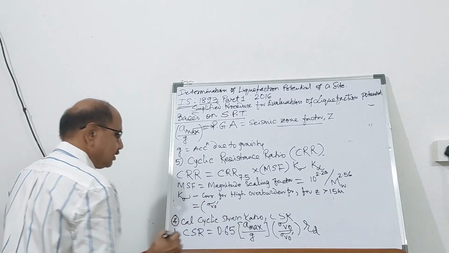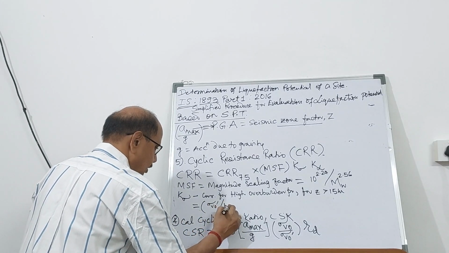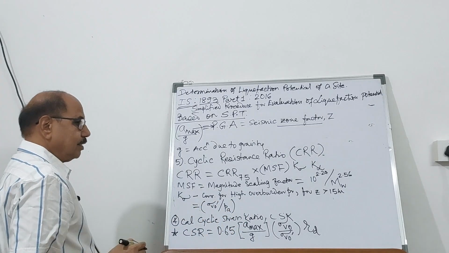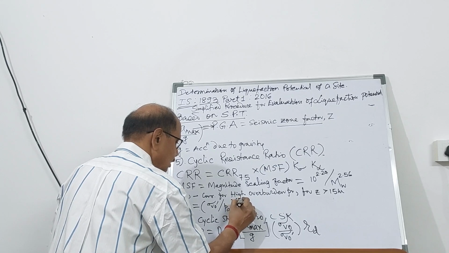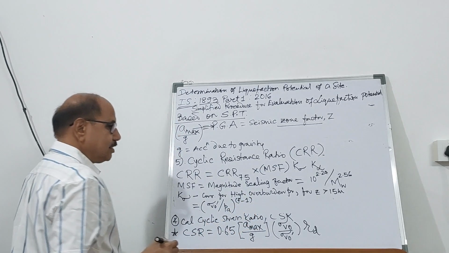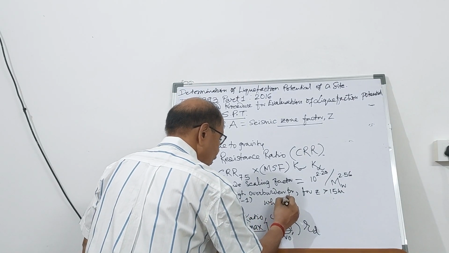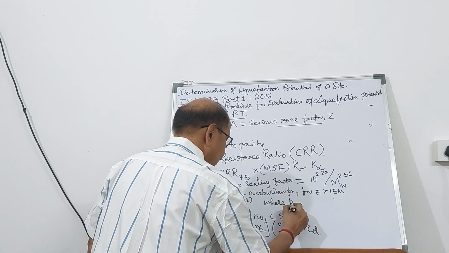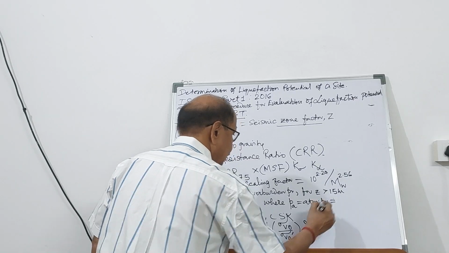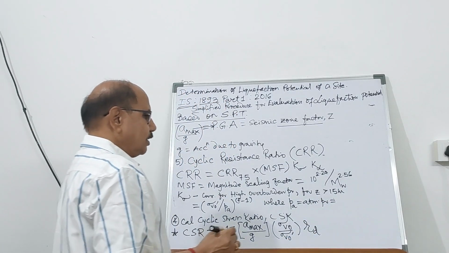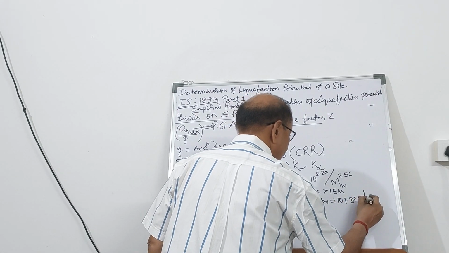sigma V naught prime, that is the effective overburden pressure, divided by atmospheric pressure, raised to power F minus 1, where this atmospheric pressure is called the atmospheric pressure, which is equal to 101.325 kilopascal.